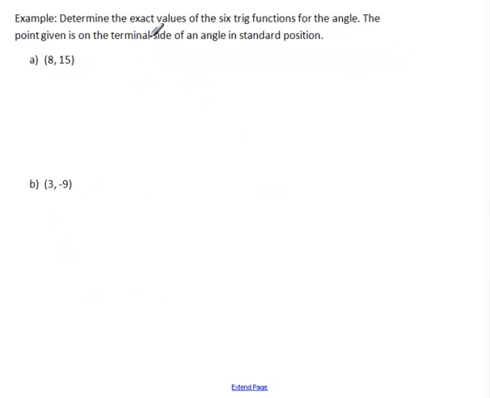If we want to determine the exact values of the trig functions for the angle where the point given is on the terminal side of the angle that's in standard position. So here we have our Cartesian coordinate system. We have the initial side of the angle on the x-axis. We have a point (8, 15), and I'm just going to approximate here.